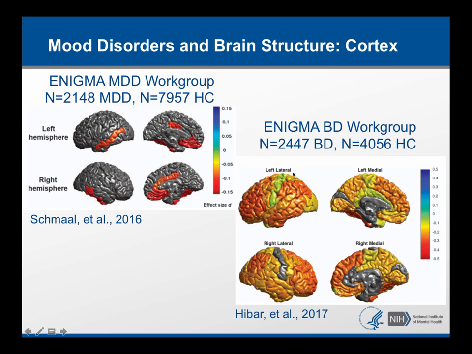They've also looked at bipolar disorder in about 2,400 bipolar subjects and 4,000 healthy controls, and found much more widespread deficits in cortical thickness as compared to the much more focal deficits of major depressive disorder. It's really kind of unknown what the significance of this is in terms of the pathophysiology of the disease, but certainly bipolar disorder is much more difficult to treat than major depression.